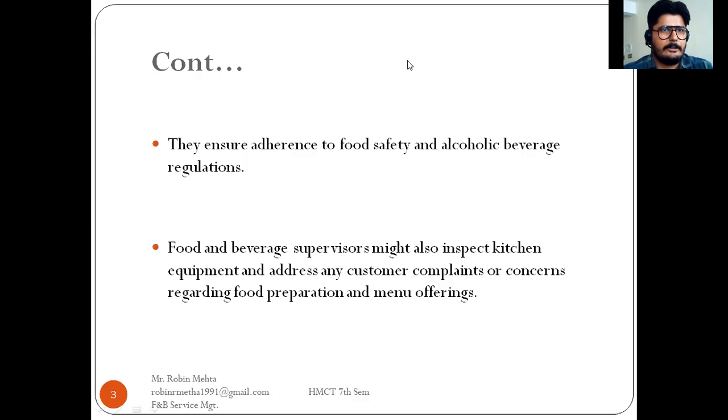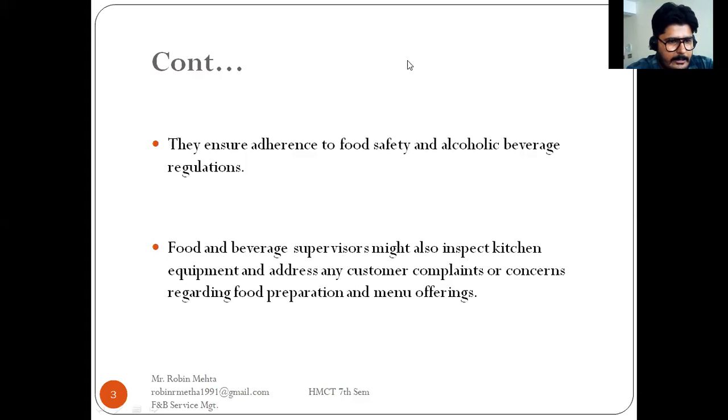If we are running a restaurant or some organization, it's obvious that we may get some complaints from the guests. In our industry, we might get food complaints, or any kind of complaint about the service which we are providing to the guest. Okay, so they may address any customer complaints from the guests, handle and tackle that. They may take feedback from the customer also.